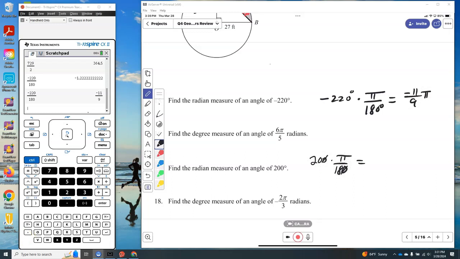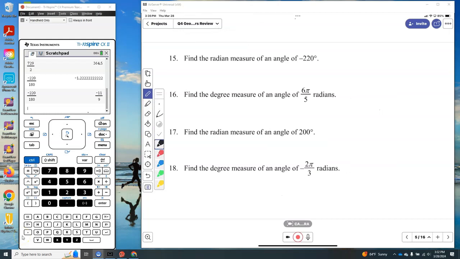And we know that 20 and 18 is divisible by 2. So you have 10 pi over 9. Number 16, we're going to convert that to degrees. So we have 6 pi over 5 times 180 over pi. The pi's cancel. So you have 6 times 180 divided by 5. So it's 216 degrees.